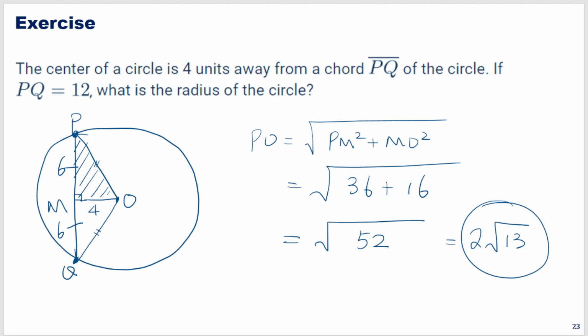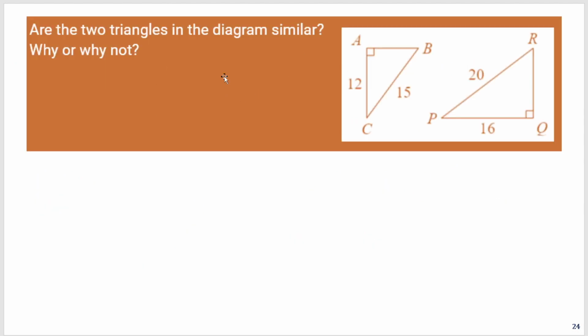Okay, so we have just finished the congruency, and next let's have a look at a question that involves similar triangles. In the diagram here, are the two triangles similar? Why or why not? We have AA similarity, SAS similarity, or SSS similarity that can be used to determine whether two triangles are similar, right?